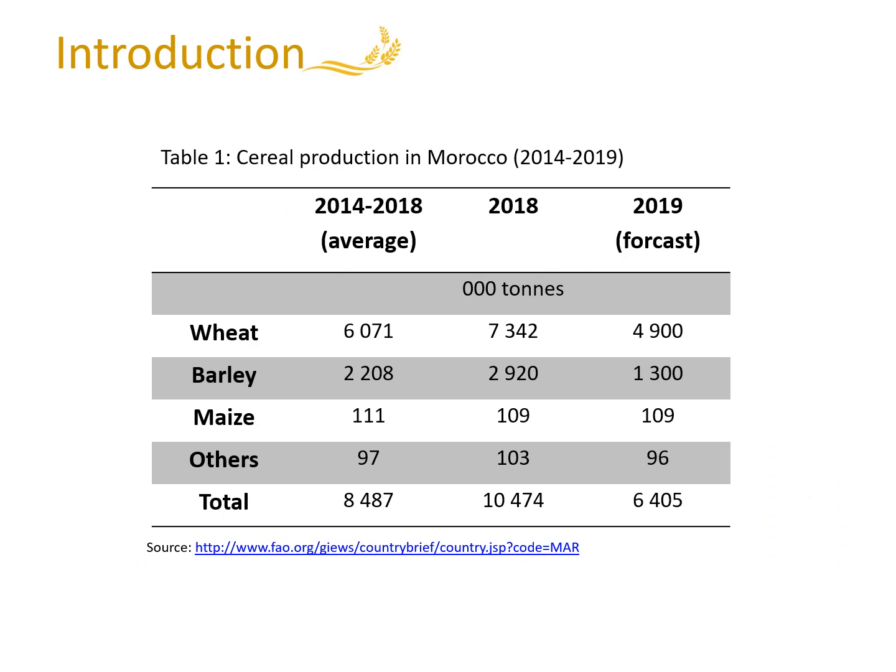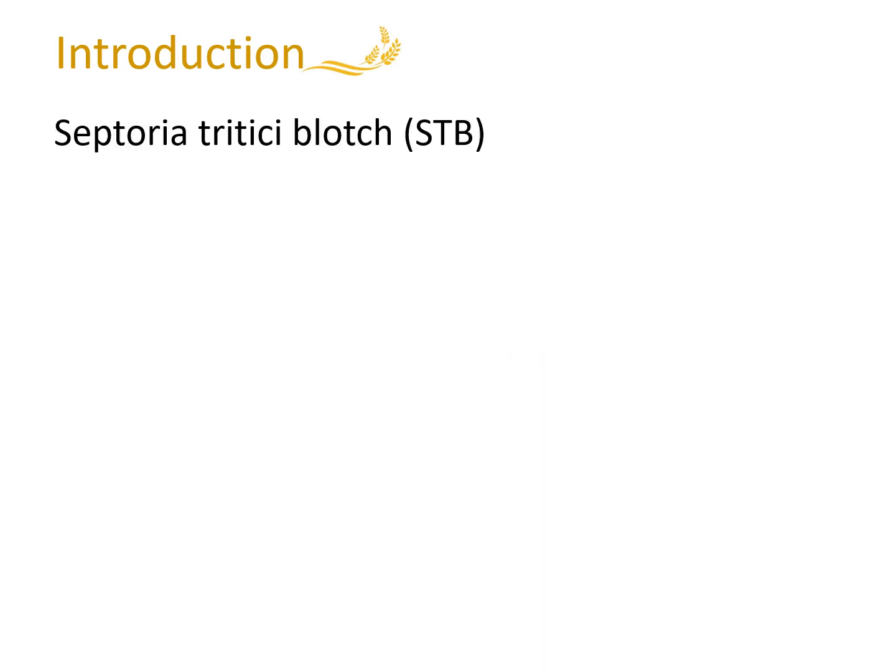On average, for the period 2014 to 2018, Morocco produced 6.1 million tons of wheat grain. In 2019, wheat production is expected to decrease from 7.3 million tons gathered last year to 4.9 million tons, a decline of almost 20% compared to the average.